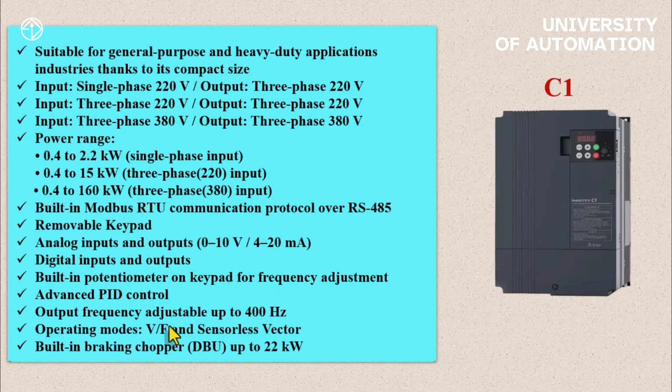The operating modes it offers are VF and sensorless vector. With this inverter, up to a power of 22 kilowatts, you don't need to use an external chopper. It has a built-in dynamic brake, so you can connect your resistor directly to the inverter.